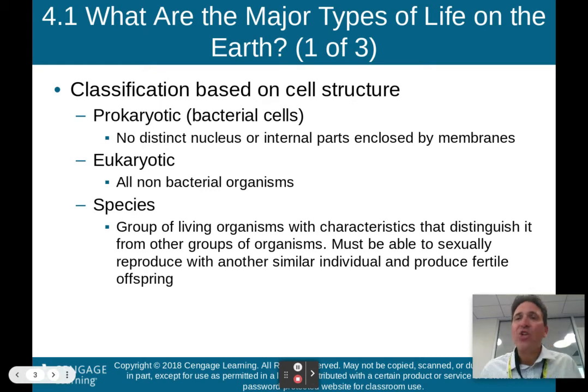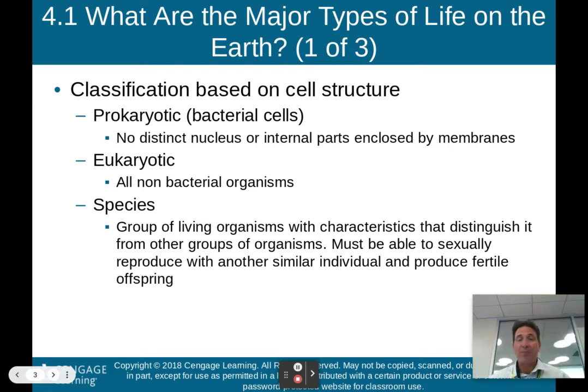So, what are the major types of life on planet Earth? We're going to start off with that. Basically, we classify based on cell structure. So, this goes back to your biology days. Basically, two types of cells, prokaryotic and eukaryotic. Prokaryotic are your bacteria cells, and basically, they have no nucleus or any other internal parts enclosed by membranes. They have no organelles in them.